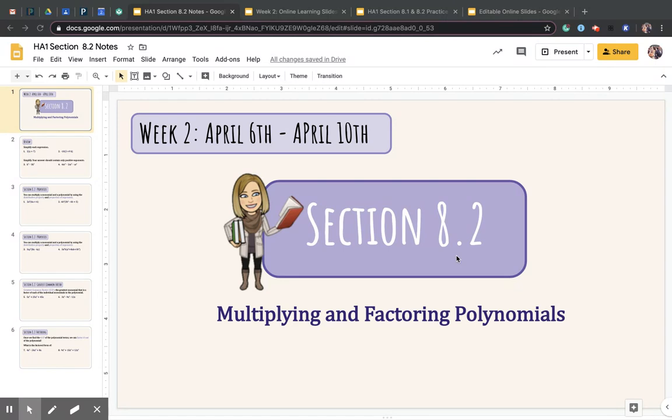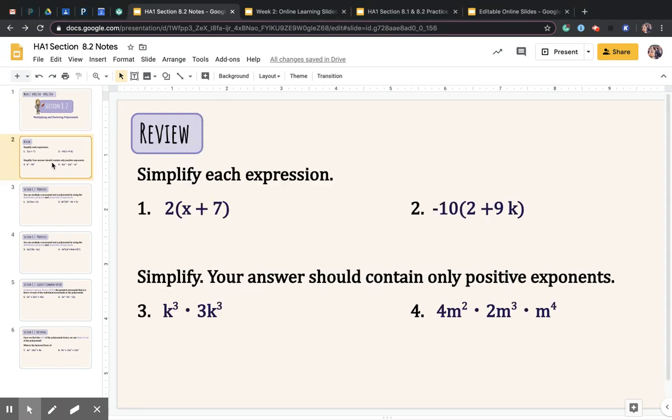Instead of writing on my iPad, I decided that I would show you how I would answer these questions using my laptop. That way you also know how to type these on your slides. So this week we're looking at section 8.2, which is multiplying and factoring polynomials. Before we get into specifically multiplying, factoring polynomials, I do want to review with you a little bit.